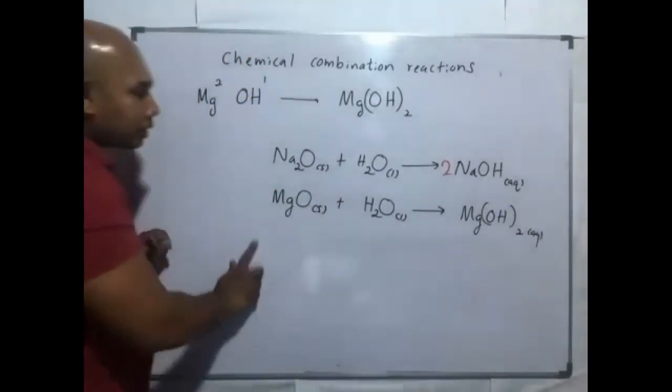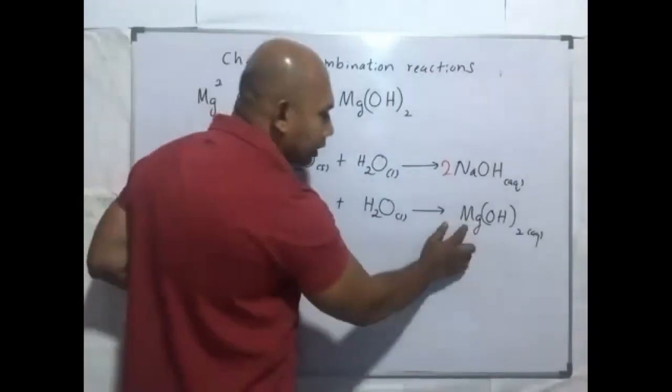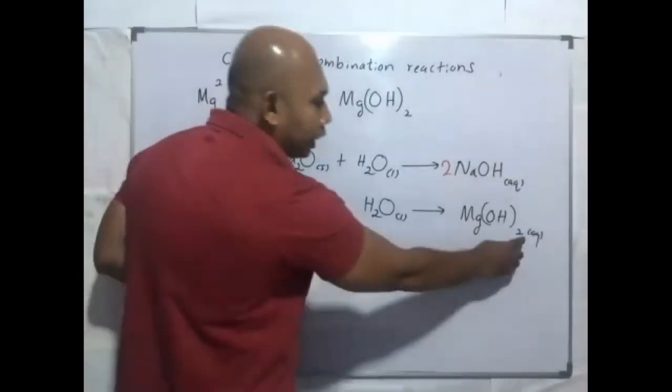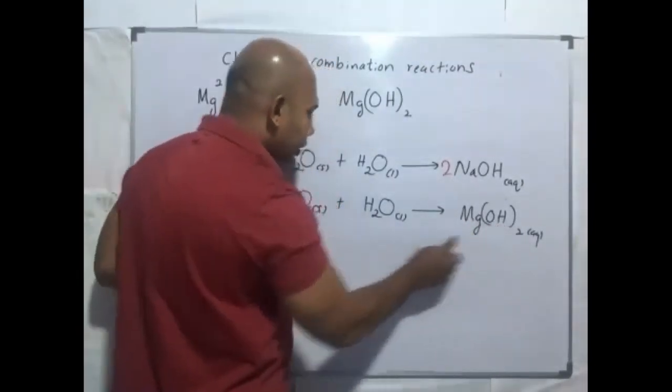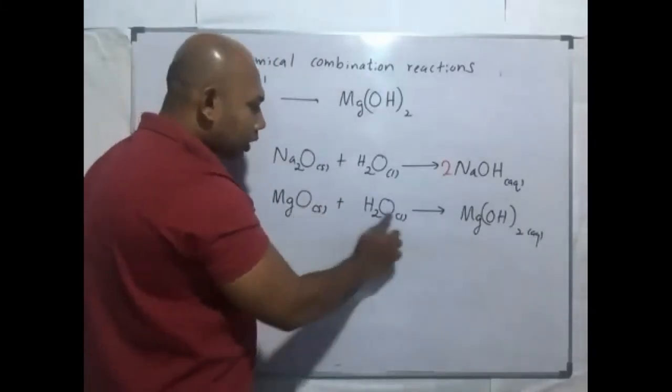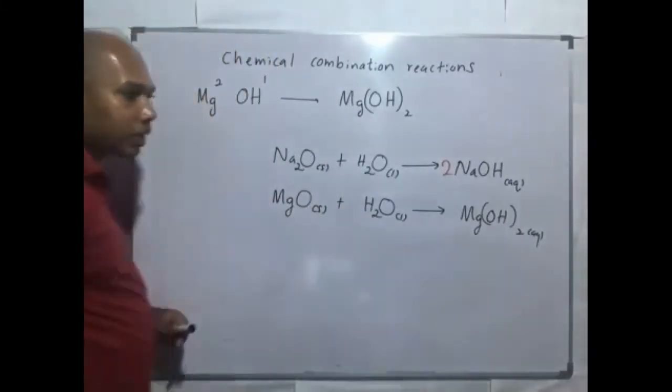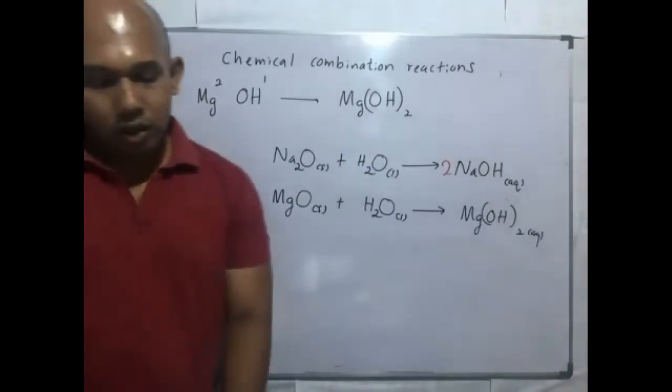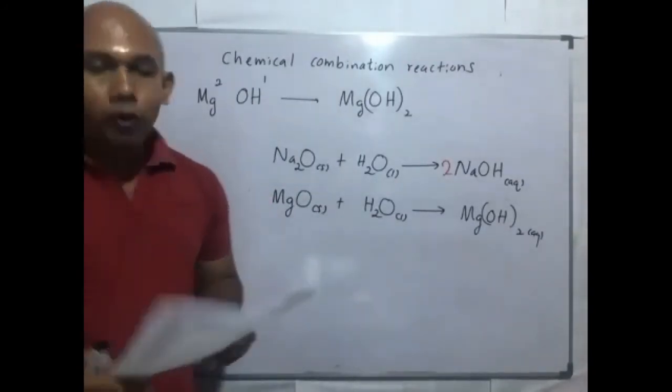Right, then try to balance. 1 magnesium. 2 oxygen, 2 hydrogen, 1 plus 1, 2 oxygen, 2 hydrogen. Balanced reaction. Right. Then write the next one, the fourth one.